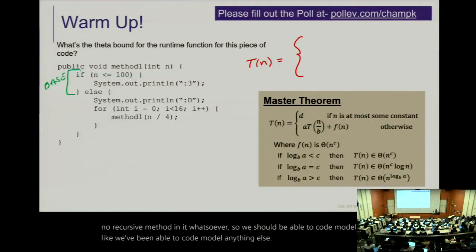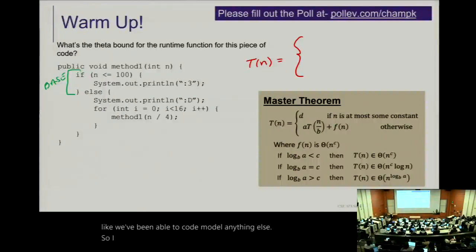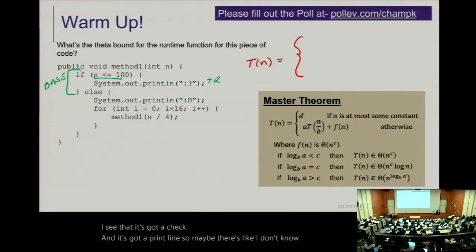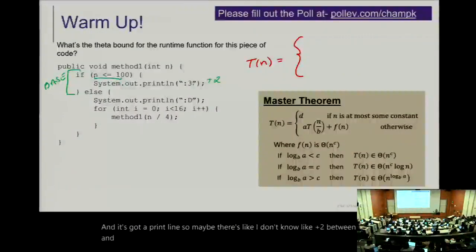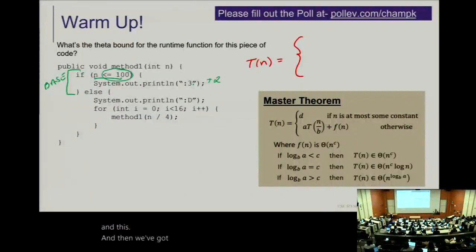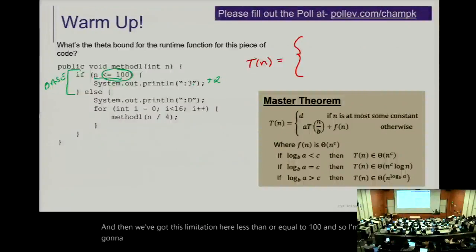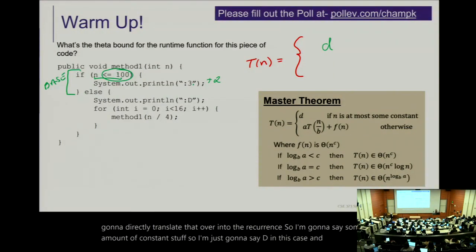So I see that it's got a check and it's got a println. So maybe there's like +2 between this and this. And then we've got this limitation here, less than or equal to 100. And so I'm just going to directly translate that over into the recurrence. So I'm going to say some amount of constant stuff. So I'm just going to say D in this case. And D just stands for some constant number.